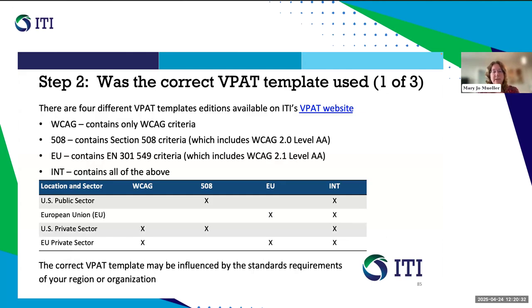Step 2, was the correct VPAT template used? Make sure that what you received in the ACR is the right edition to cover the standards your organization needs to adhere to. The WCAG edition only has WCAG criteria, and 508 has the 508 requirements, including WCAG 2.0 level AA. The EU edition covers the EN 301-549, which includes WCAG 2.1 level AA.